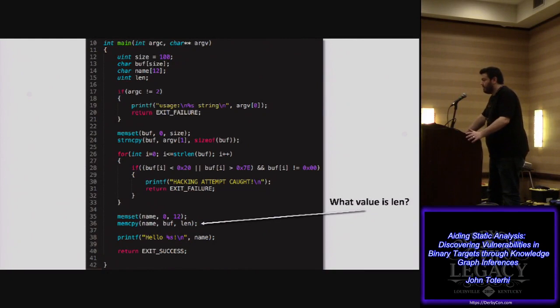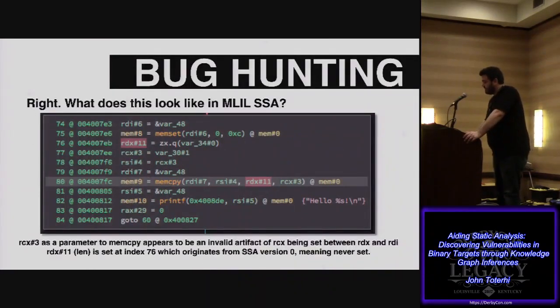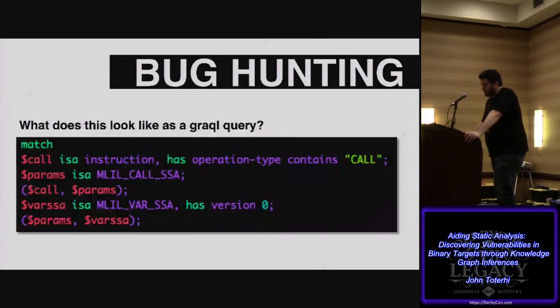So let me go back to this code here. At the very top, we have a uint size equals 100. When we get that variable, it's going to be a version 1 because it's already been set. If we were to declare uint length as a 0, and then later on set it further down in the code, it would turn to a 1. So we can infer from this that we're passing into memcopy an uninitialized variable, right? This is really important. What does this look like in Grackle?